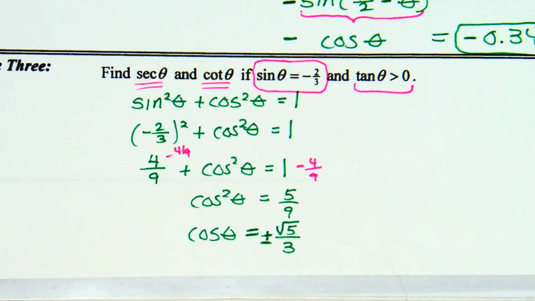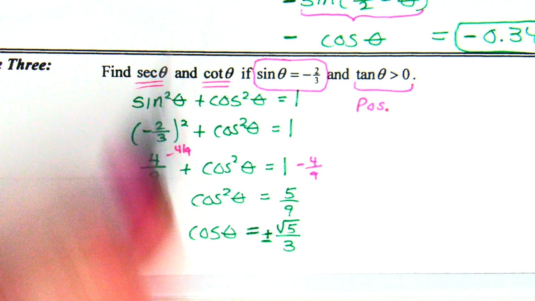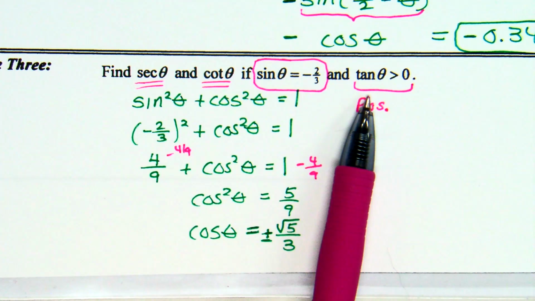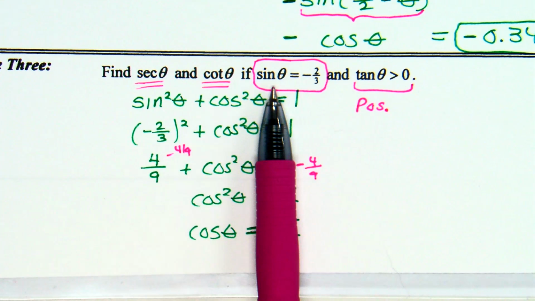Now, we have to be able to decide, is cosine positive or is cosine negative? Why? Because tangent is positive and sine is negative, so that makes sense. Okay, I can go with that. Are you guys following? We already know that tangent's positive, because that says greater than 0. We already know that sine is negative. Yes? Now, think about your quadrants.